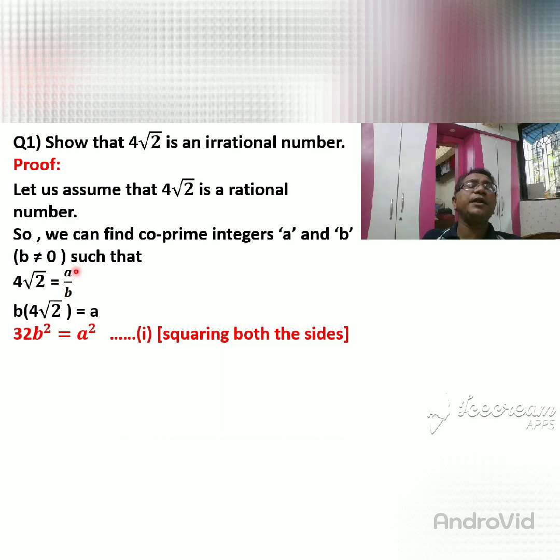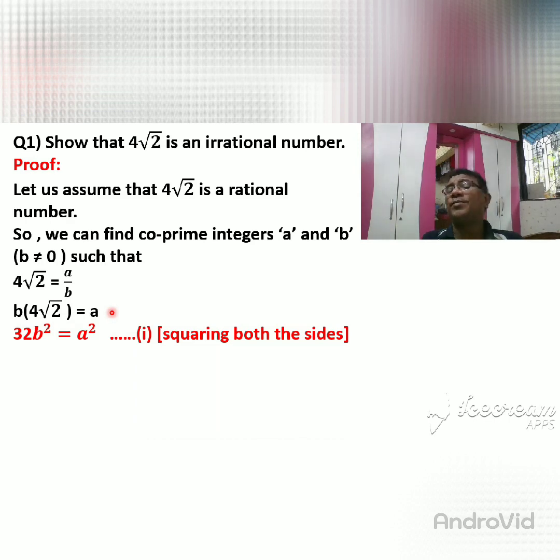This b is dividing a. When that b goes across, it is multiplied. So b is multiplying 4 root 2. Here we get b multiplying 4 root 2, with no sign meaning multiply, so that is written in brackets, is equal to a.